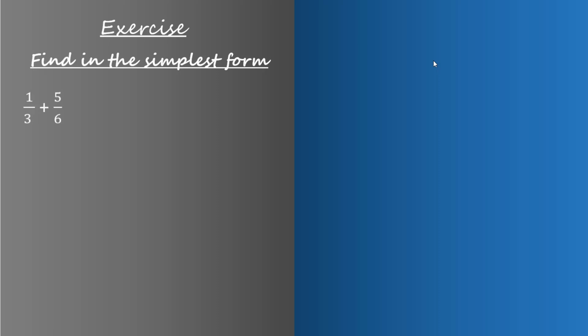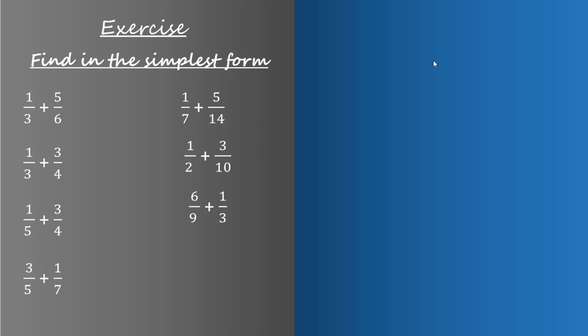You can do this exercise by yourself. Find in the simplest form 1 over 3 plus 5 over 6, 1 over 7 plus 5 over 14, 1 over 3 plus 3 over 4, 1 over 2 plus 3 over 10, 1 over 5 plus 3 over 4, 6 over 9 plus 1/3, and 3/5 plus 1/7, 1 over 9 plus 10 over 15.